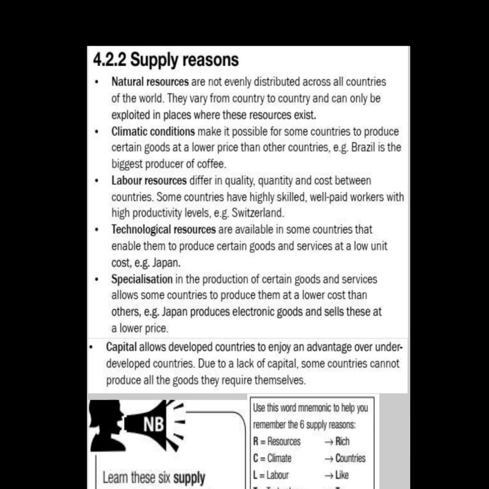What happens with our natural resources is that minerals are not distributed equally across countries, because you find that in African countries we have gold, but in America they don't have gold. They're not distributed equally because we have a problem called scarcity. So our first bullet under natural resources: they are not distributed equally.